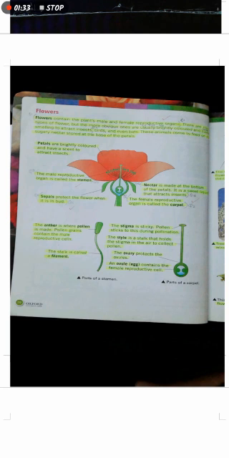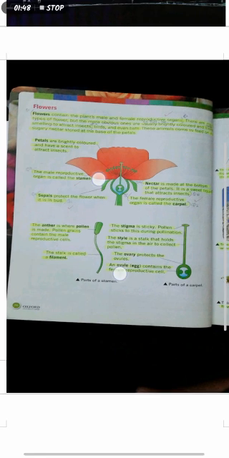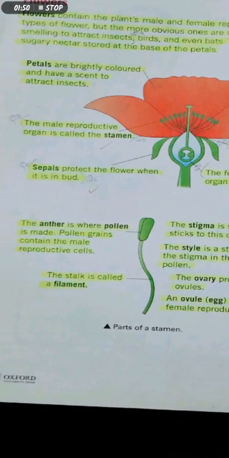Stamen. Stamen is the male reproductive part, while carpel is the female reproductive part of a flower. Let us know about the different parts that make up the stamen and carpel. A stamen is made up of two main parts, anther and filament. Anther is where the pollen is made. Pollen grains contain the male reproductive cells, while this elongated stalk is called the filament.